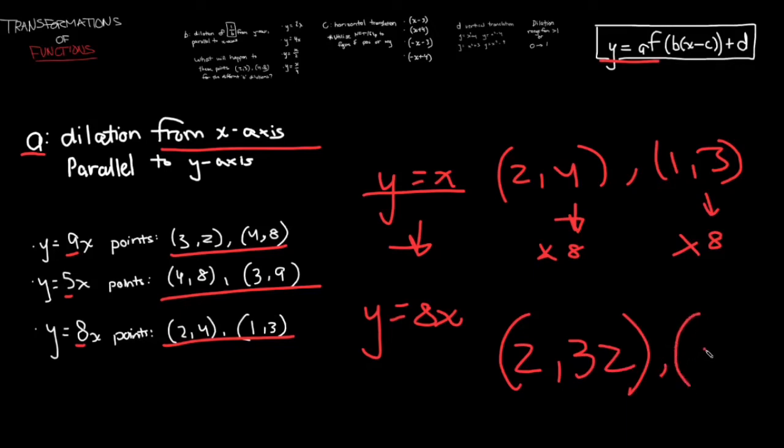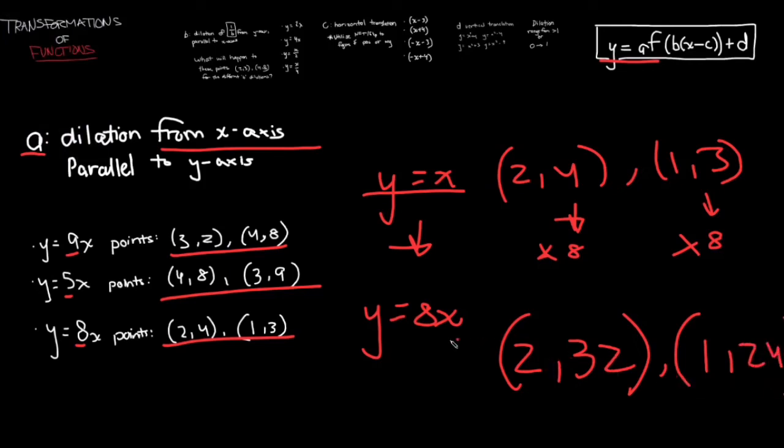and (1, 24). Oh, sorry, not 16. Oopsies. Simple math error. Cringe. 24, sorry.